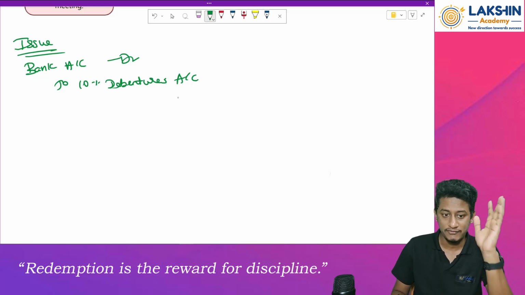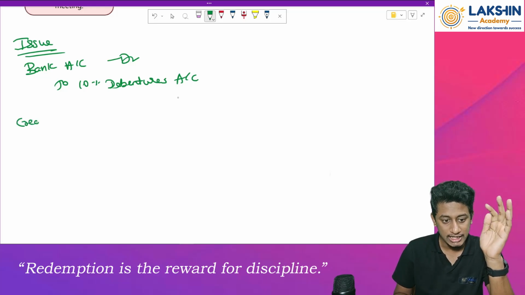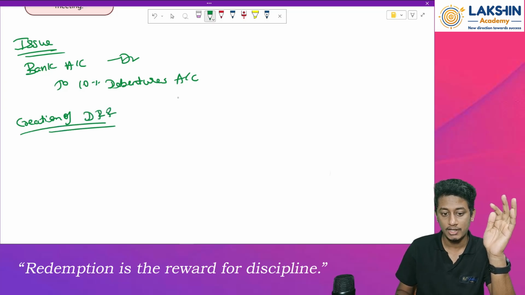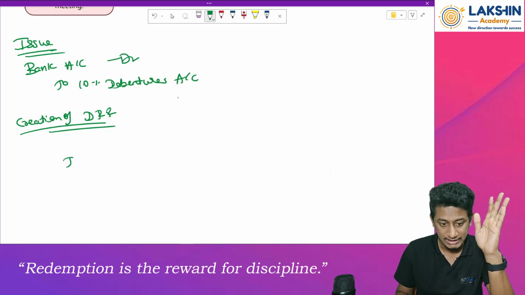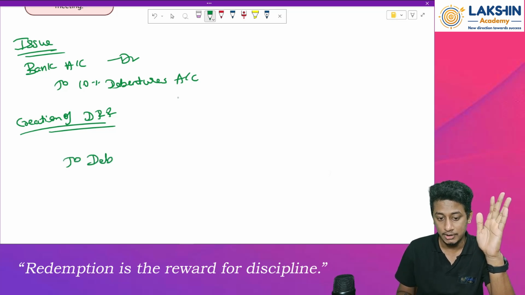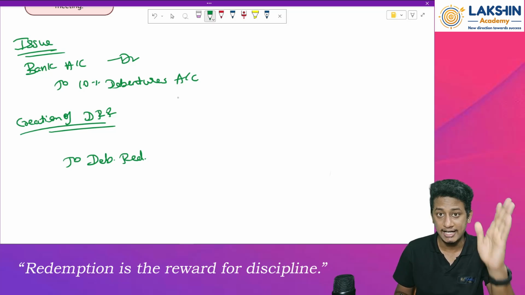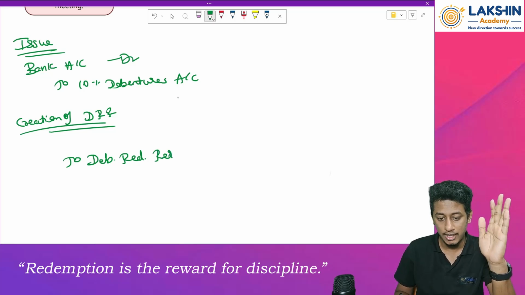There are some steps to be followed. First of all, creation of the DRR, Debenture Redemption Reserve. As I told you, it is a reserve, so basically the entry will be credited. Whenever I create any reserve, the entry is credited. Remember, the debenture redemption reserve account is credited.